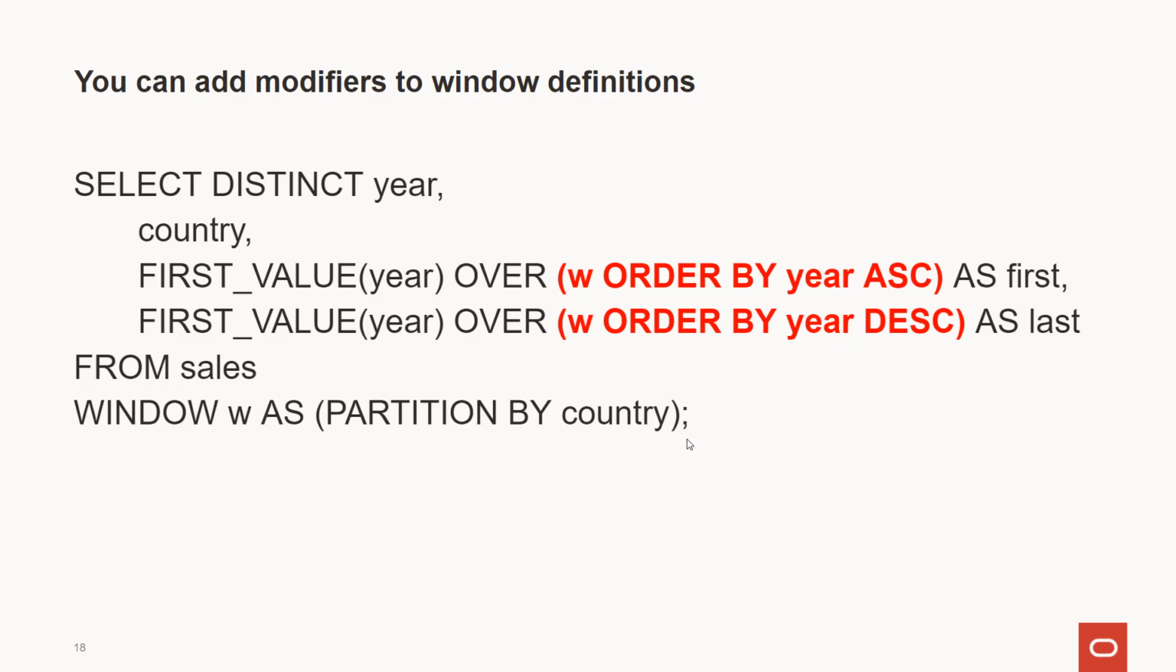Now, you can add modifiers to window definitions however you want to use them. Like in this example, we're going to select the first value of year, and we're going to order that by year ascending. And the next column, we're going to get the first value of year over our window, but instead of ascending, we're going to descend. So you can add modifiers to your window function. Remember, over defines the partition.